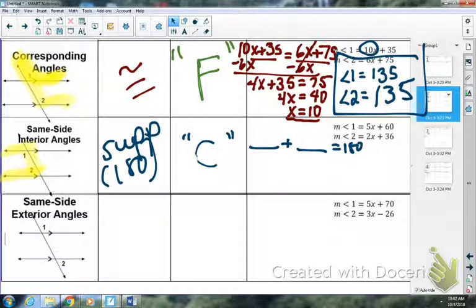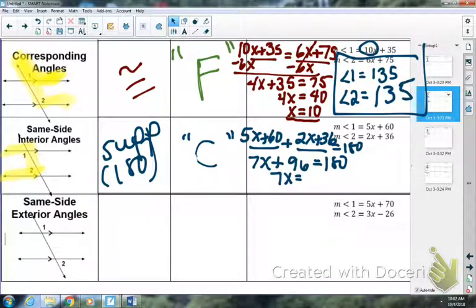So one of them in this particular problem is what? 5x plus 60. So we're going to say 5x plus 60 plus the other one, which is 2x plus 36, equals 180. Now we're just using our algebra skills to solve. What's 5x plus 2x? 7x. Okay, what's 60 plus 36 to combine like terms? So 7x plus 96 equals 180. If I subtract 96 from both sides, what's 180 minus 96? 84, good.